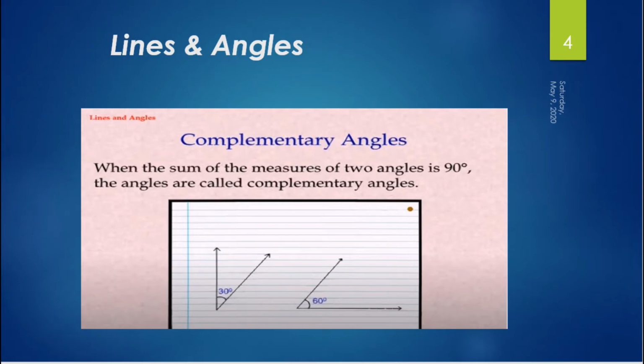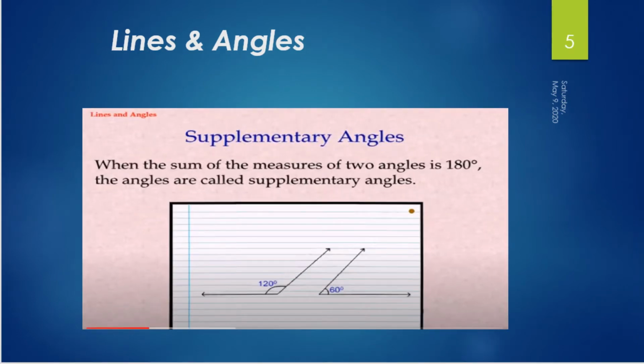Then comes supplementary angles. When the sum of the measures of two angles is 180, the angles are called supplementary angles. That is 120 and 60. When they are added, it comes out to be 180. So these two angles are supplementary to each other.